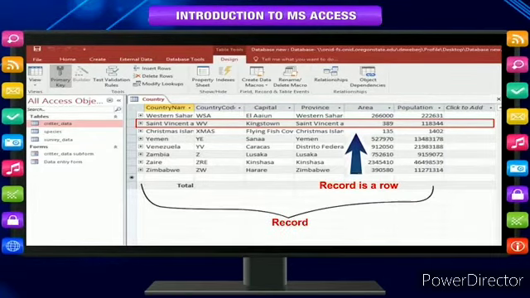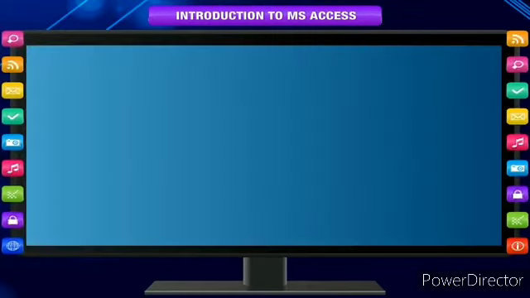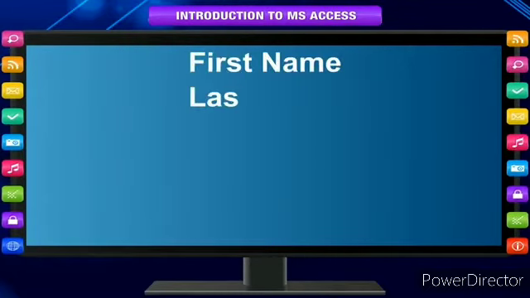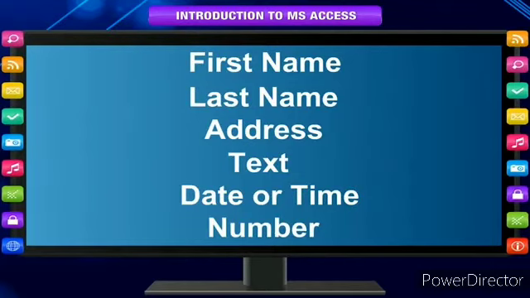Records are where the individual pieces of information are stored. Each record consists of one or more fields. Fields correspond to the columns in the table. For example, you might have a table named Employees where each record or row contains information about a different employee, and each field or column contains a different type of information, such as first name, last name, address, and so on. Fields must be designated as a certain data type, whether it's text, date or time, number, or some other type.